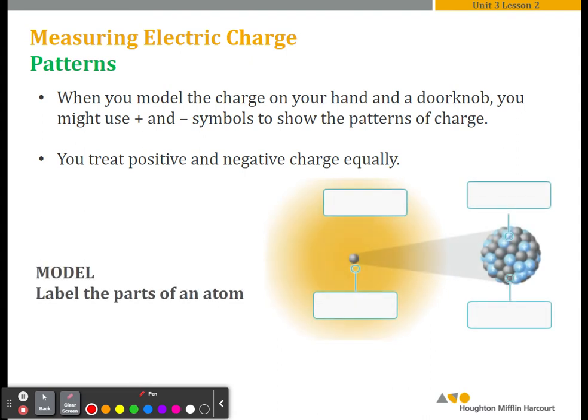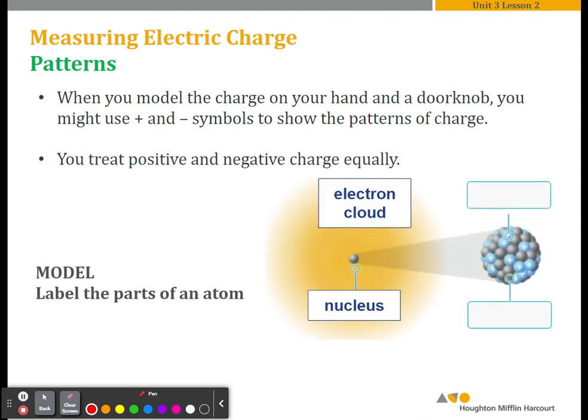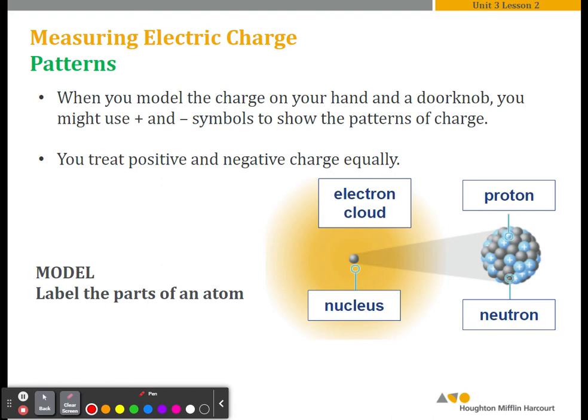An atom is made up of a nucleus and an electron cloud. You can't pinpoint the location of an electron around a nucleus, but the electrons move around the nucleus so fast and they're so small that we represent them by an electron cloud. The electrons were actually the first subatomic particle discovered, and then the nucleus. And the nucleus is made up of protons, which are positively charged, and neutrons, which have no net charge. The neutrons help hold the nucleus together.